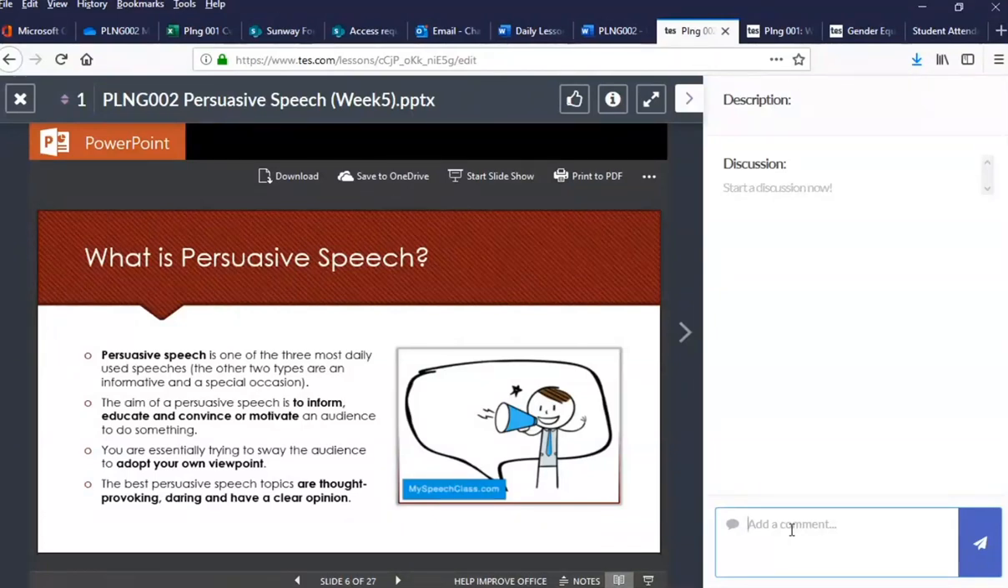To write a very good persuasive speech, it must be thought-provoking, it must be daring, and it must have a clear opinion. So thought-provoking, daring, and a clear opinion are three very important things when you are writing a persuasive speech.